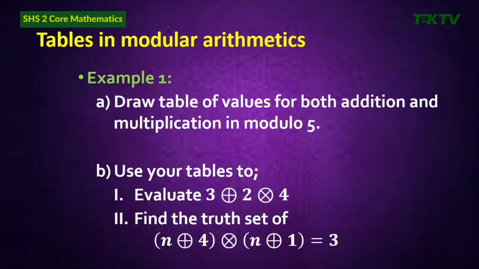(n + 4) times (n + 1) equals 3. So what you need to do here is test with all the elements in mod 5 and see the one which will give you a balanced equation, where the left-hand side equals the right-hand side.